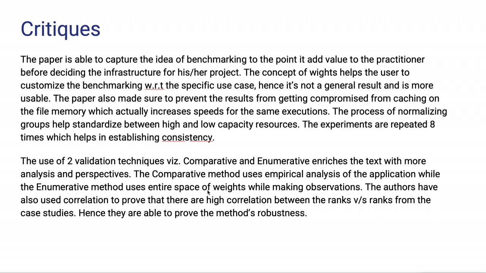The comparative method uses empirical analysis of the application, while the enumerative method uses the entire space of weights while making observations. Since the comparative validation cannot explain the distribution of rankings in the entire space of different sets of weights, the enumerative technique essentially has two rankings. One is the empirical rank, which comes from the comparative method, and second is the calculated rank, which we calculate using our weights. The distance between the empirical and calculated rank is computed as the sum of point-wise distances.